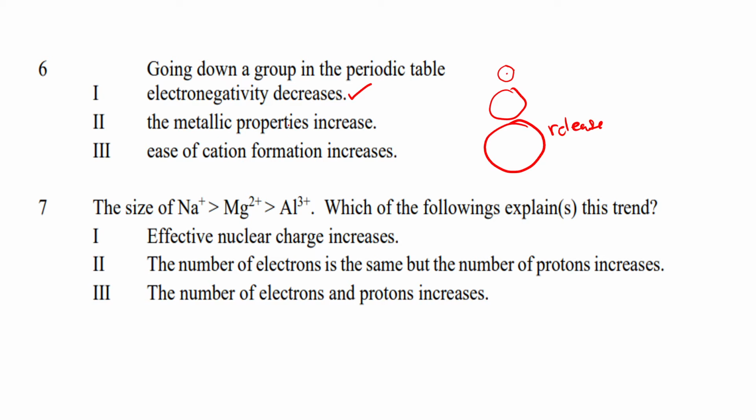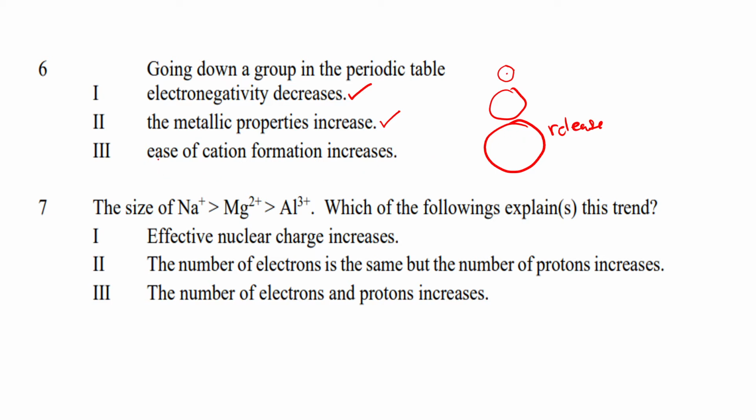The metallic properties increase. Yes. So metallic properties adalah kesenangan untuk dia menjadi metallic bond, to form a metallic bond. So macam mana metallic bond? Because if the size is bigger, it's easier to release the electron.